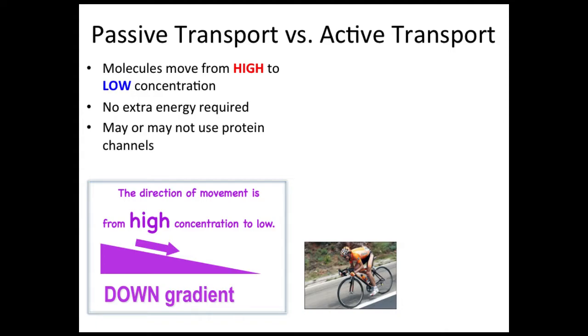Passive transport involves the movement of molecules from high to low concentration. No extra energy is required, and it may or may not use those protein channels, those big proteins embedded in membranes. The direction of this movement is from high concentration to low, which is to say down a gradient. Think about a cyclist. They start up at the top of a hill and then they slowly coast down that hill. It doesn't take any energy to go down the hill because the direction of the movement is from high to low.